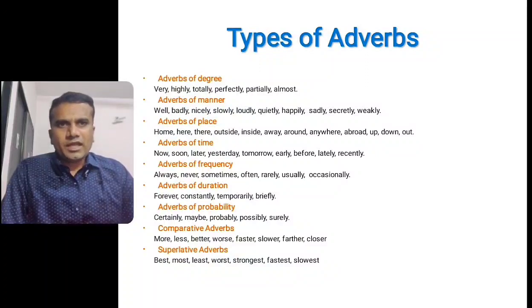Then adverbs of duration. The examples of adverbs of duration are forever, constantly, temporarily, etc. Then adverbs of probability. The examples: certainly, maybe, probably, possibly, surely, etc. Then we have comparative adverbs, which are used to compare things: more, less, better, worse, faster, slower, further, closer, etc. Then the last type of adverb is superlative adverb: best, most, least, worst, etc.